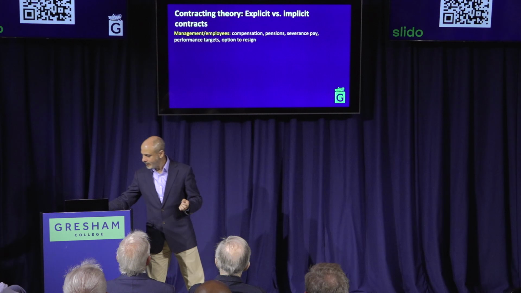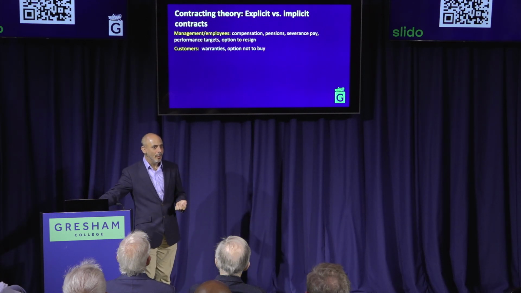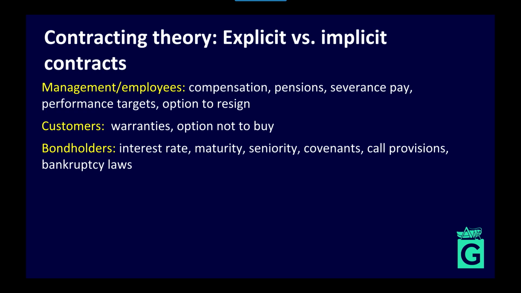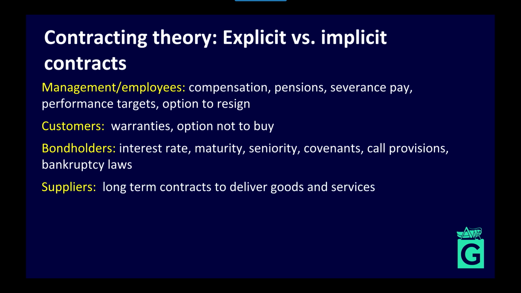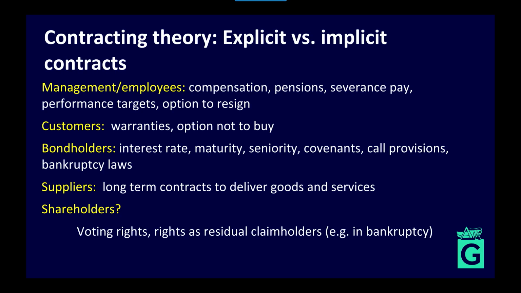Right? Similarly, same thing for customers. They have warranties. Same thing with bondholders. They have an enormous number of protections. Same thing for suppliers. What about shareholders? They don't have any. For example, think about the dividends. Do they have a right to being paid dividends? No, right? The company doesn't have to pay your dividends, so they have no rights, except they have voting rights and they have the rights to whatever is left over when the firm goes bankrupt. That's literally the only rights they have.